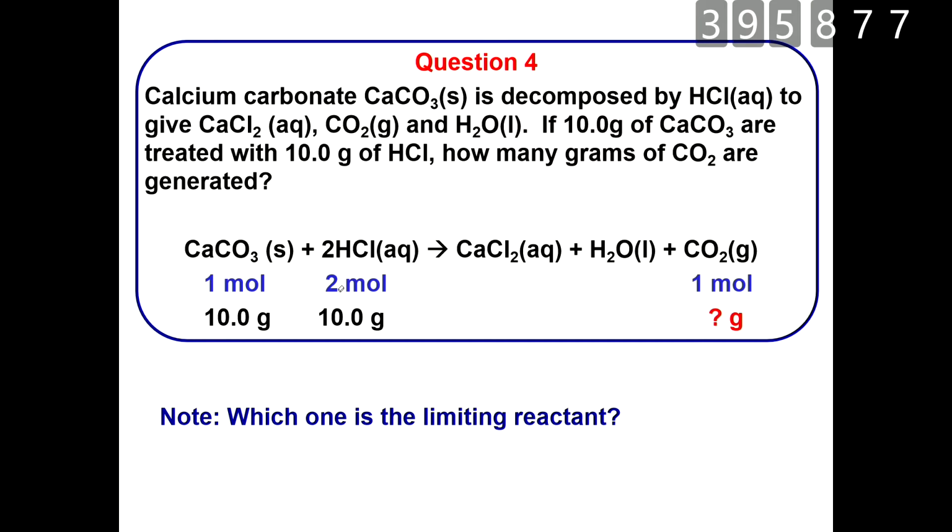Like in this reaction, firstly we need to balance this reaction. After balancing, it means 1 mole of this reactant can react with 2 mole of this reactant to give 1 mole of product. Like 1 reacts with 2 will give 1, right? Okay, now we know the mass of this reactant and also the mass of this reactant. We need to calculate the mass of this product. So how to do this calculation?